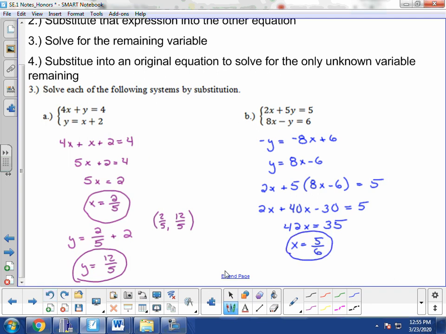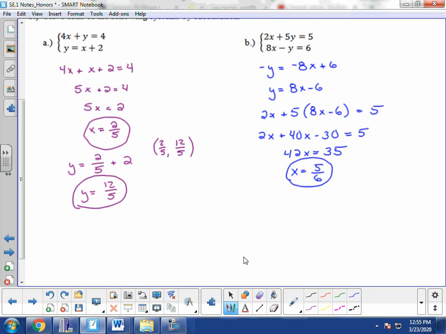Substituting 5/6 back into any of these equations, I can figure out the value for y. So let me go ahead and just choose this one right here. I could go back to the original equation, but remember this y equals 8x minus 6 is equivalent to the original equation. It's just written in a little different format. So y equals 8 times 5/6 minus 6.